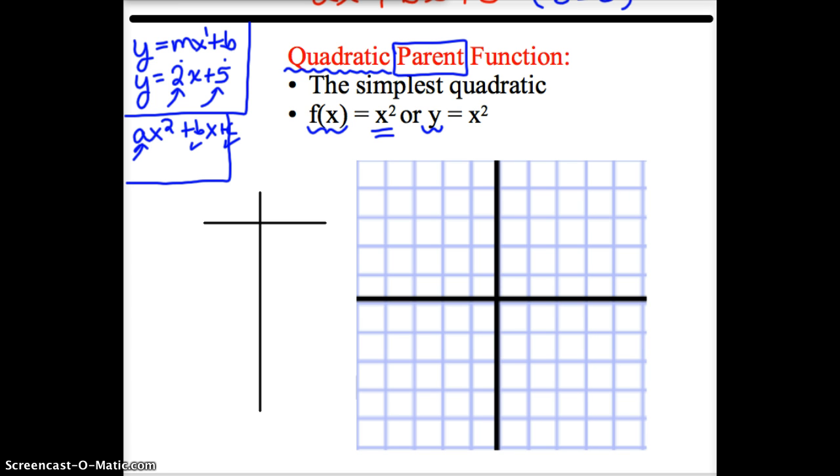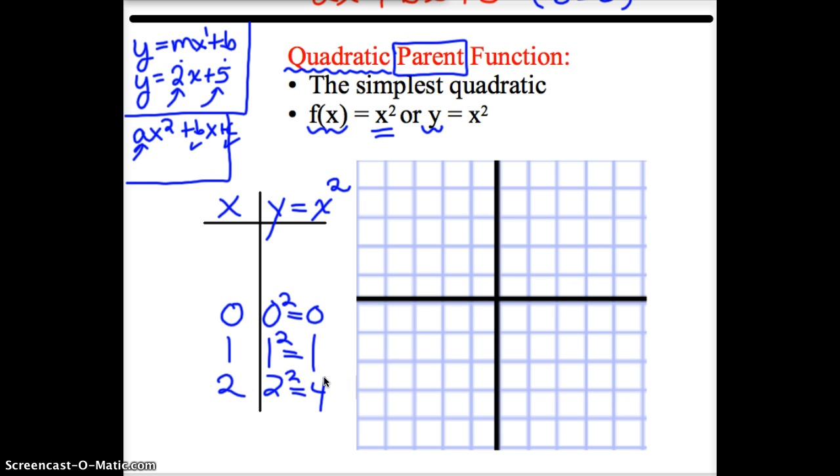But before we get there, we're going to graph the parent function y equals x squared. It is the simplest quadratic that we can graph. And to graph it, we're just going to plot some points. The first point we're going to put in is 0. When I square 0, I get a 0 out. Then I'm going to put a 1 in. When I square 1, I get a 1 out. Likewise, when I put a 2 in, when I square 2, I get a 4 out.